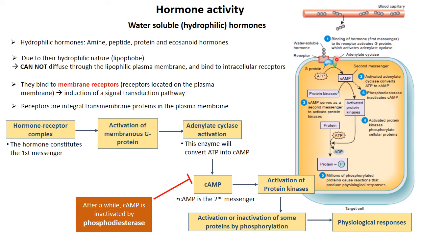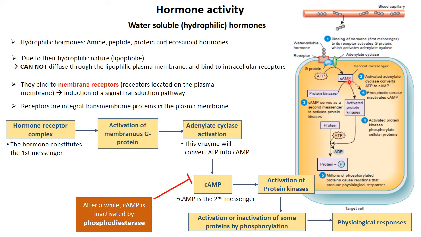This adenylate cyclase is an enzyme that will transform the ATP, adenosine triphosphate, into cyclic adenosine monophosphate, called cyclic AMP. So the adenylate cyclase will convert the ATP into cyclic AMP. And then this cyclic AMP is the second messenger. It is considered a second messenger because it will induce a cascade of signaling downstream of it. So the first messenger was the hormone, and the second messenger is the cyclic AMP.